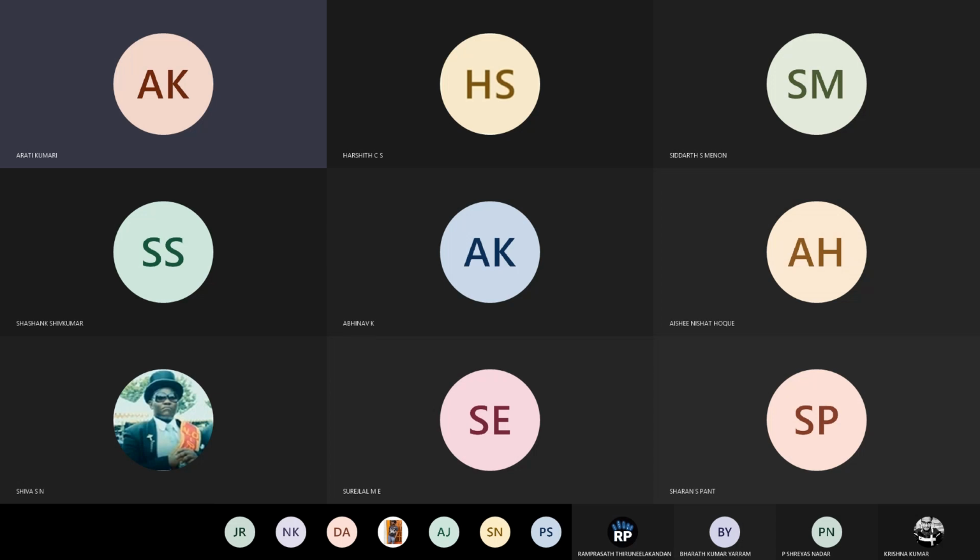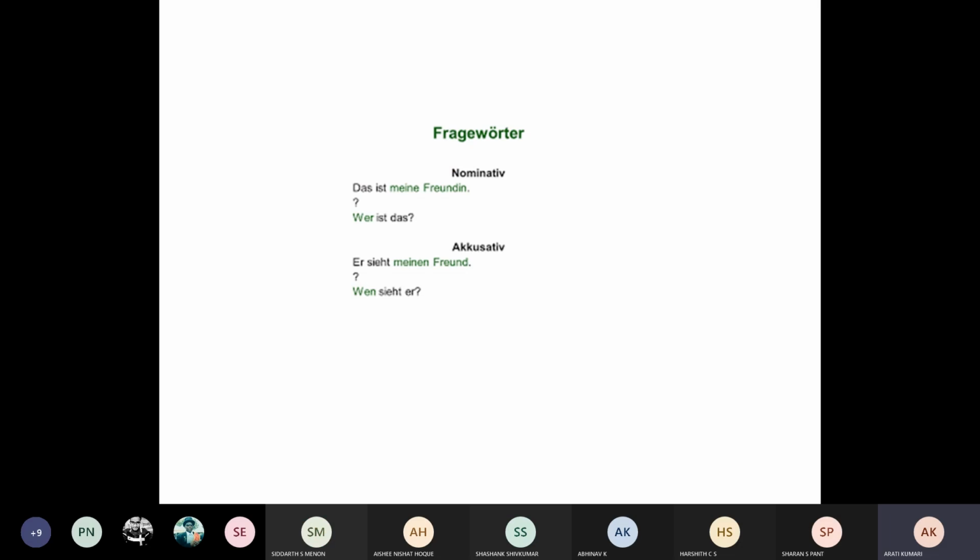That is one thing. Second thing, now we are going to do more in detail. We will focus on what is the subject in the sentence and what is the object in the sentence. Subject is nominative, object is accusative, like that, okay? So like you can see, the Fragebogen here, we have only the persons.